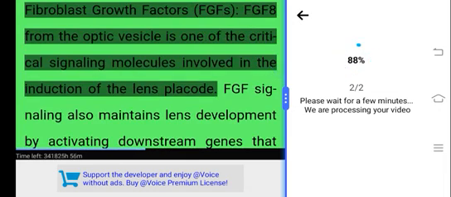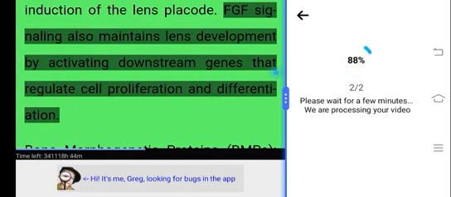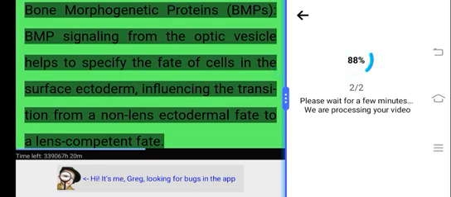Fibroblast growth factors: FGF8 from the optic vesicle is one of the critical signaling molecules involved in the induction of the lens placode. FGF signaling also maintains lens development by activating downstream genes that regulate cell proliferation and differentiation. Bone morphogenic proteins: BMP signaling from the optic vesicle helps to specify the fate of cells in the surface ectoderm, influencing the transition from a non-lens ectodermal fate to a lens-competent fate.